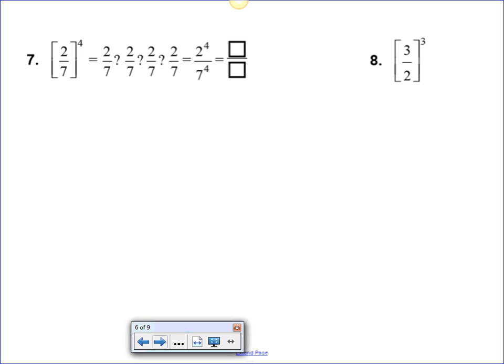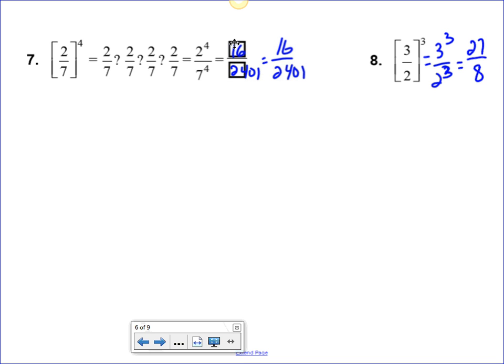So here's the same idea we were talking about before with the power of a quotient. So we expand it out. We get 2 to the fourth over 7 to the fourth, and 2 to the fourth is 16. So I'd have a 16. 7 to the fourth is 2,401. So I'd have 16 over 2,401. Okay, if we think about this one, this is really going to be 3 to the third over 2 to the third, not second, and 3 to the third, excuse me, is 27. 2 to the third is 8, so I'd have 27 over an 8.